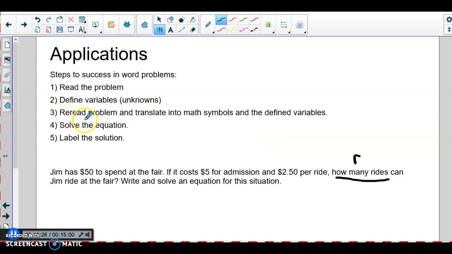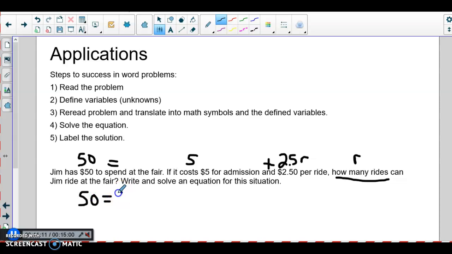Now I go back and I reread the problem, step 3, and I translate into math and use the defined variable. So where is R going to fit in my problem? So Jim has $50 to spend. That's like saying he has $50 total to spend. It's going to cost him $5 for admission. So from that, his total cost at the fair is going to be $5 plus, and means plus, $2.50 per ride. Per ride means times the number of rides he goes on. So here's my equation, 50 equals 5 plus 2.5R.